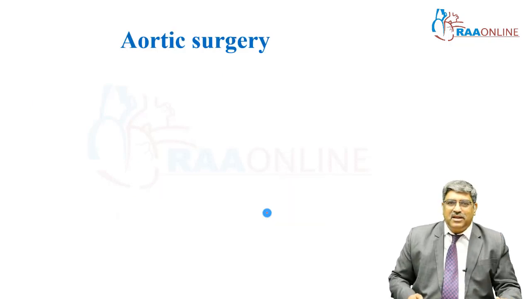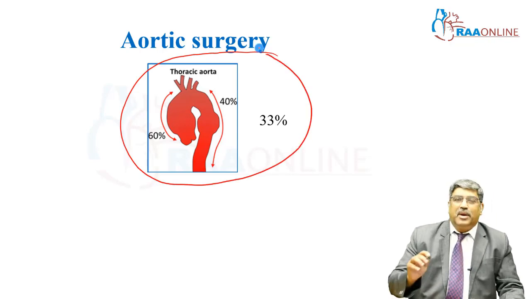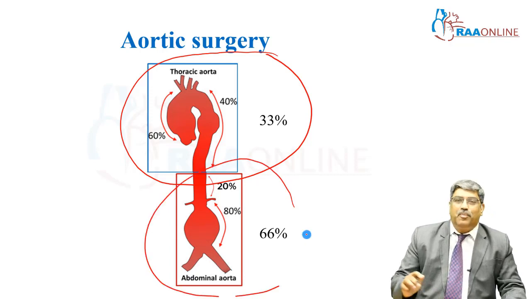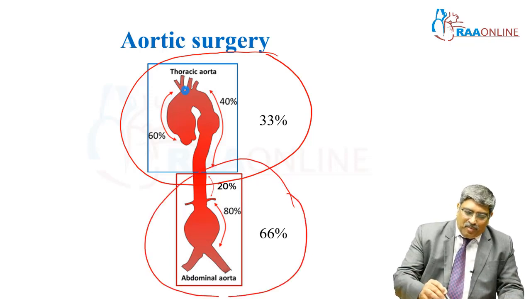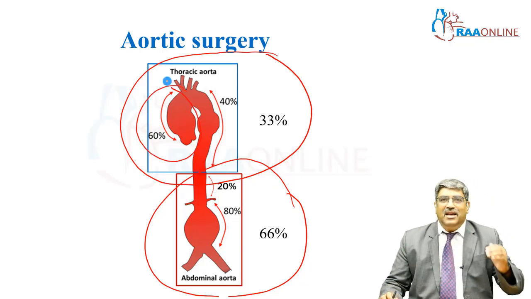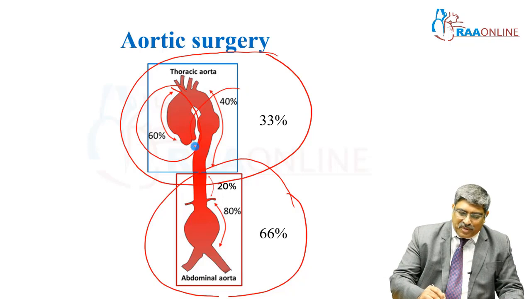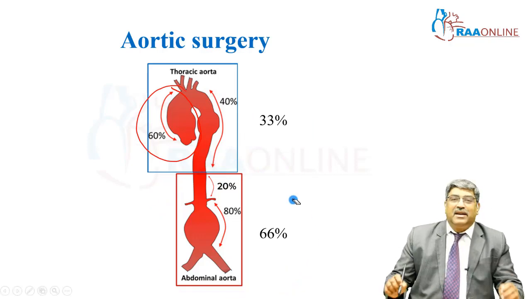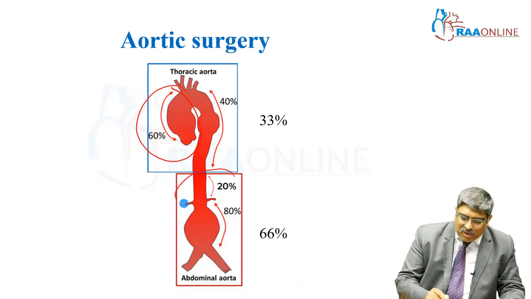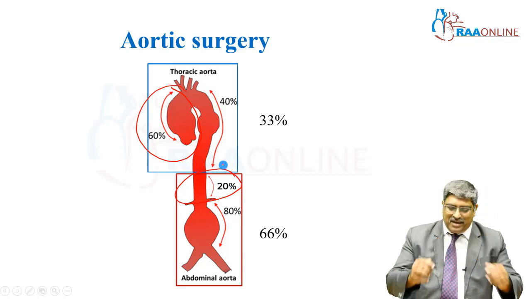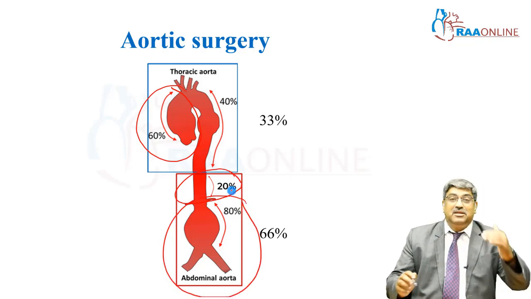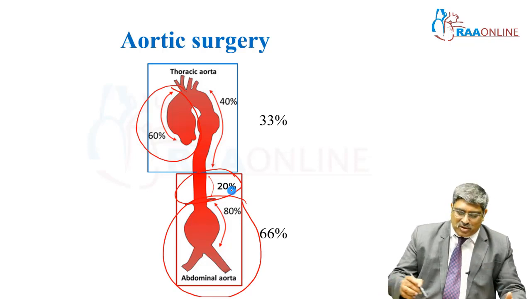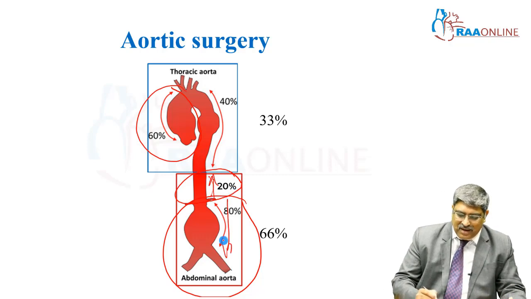Coming to aortic surgery, one-third of aortic pathology will be in the thoracic part. Fortunately, two-thirds is in the abdominal part. In the thoracic part, the majority of the pathology is in the ascending aorta and 40% will be in the descending aorta or distal to the arch. But when you take the abdominal aorta, only 20% of the pathology is above the renal artery and more than 80% is just below the renal artery. So whenever you talk about abdominal aortic pathology, you talk in the form of suprarenal and infrarenal.